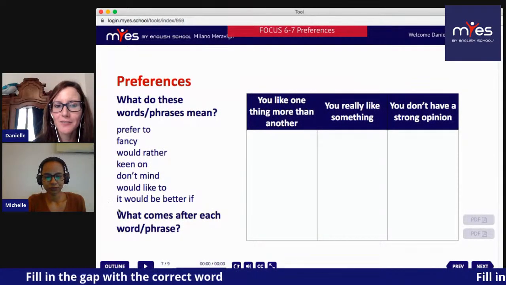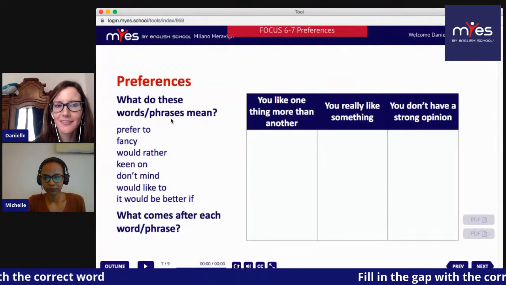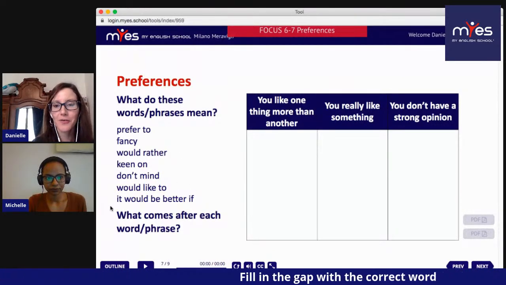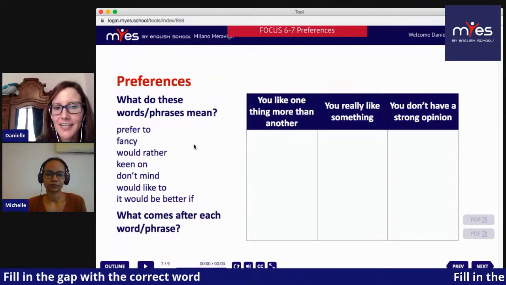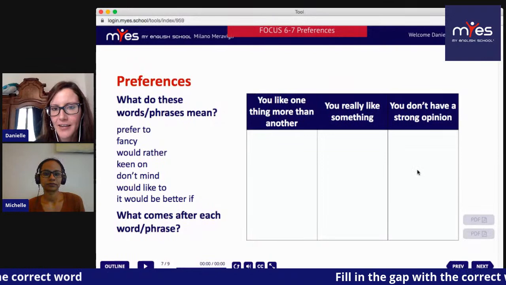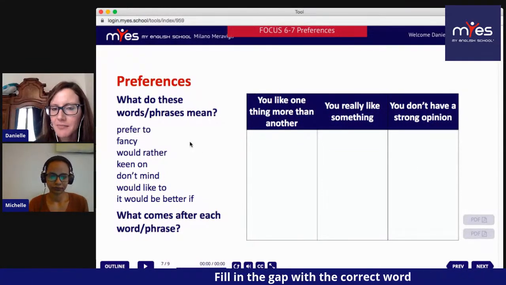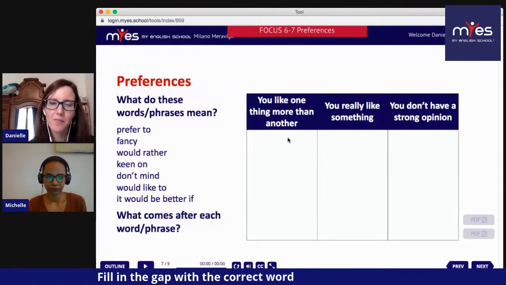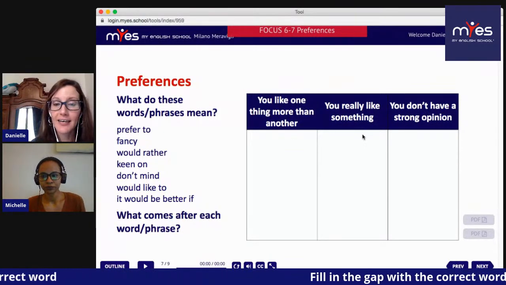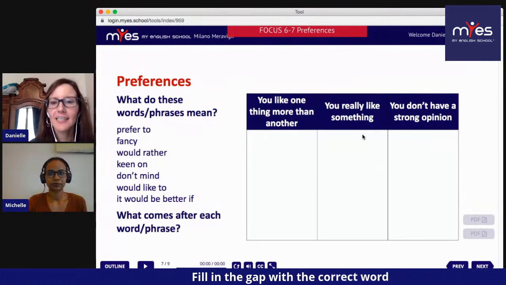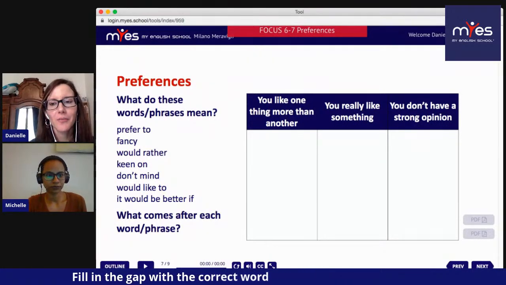So now, here are the words and phrases that you looked at on the previous slide. Now we need to categorize them into one of 3 categories. Sometimes they mean you like one thing more than another. Others mean you really like something. And others mean you don't have a strong opinion.